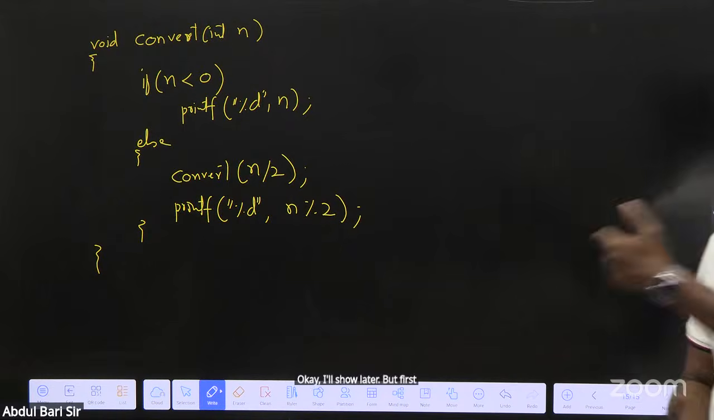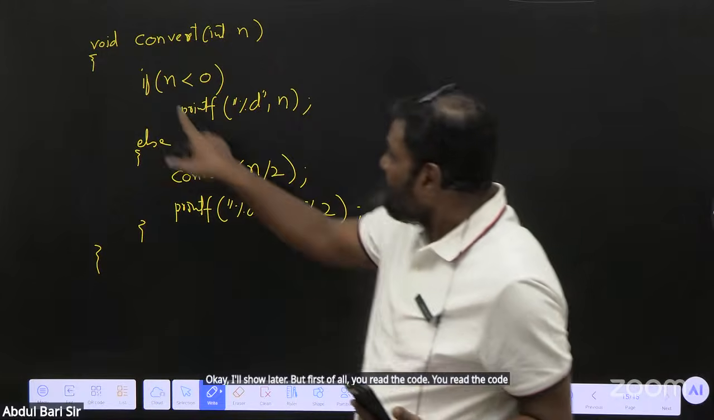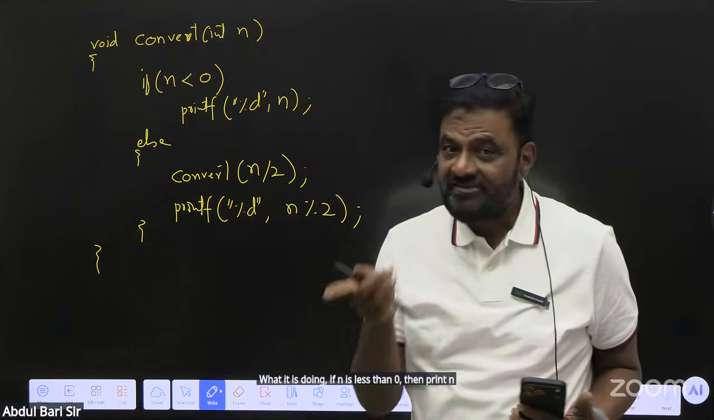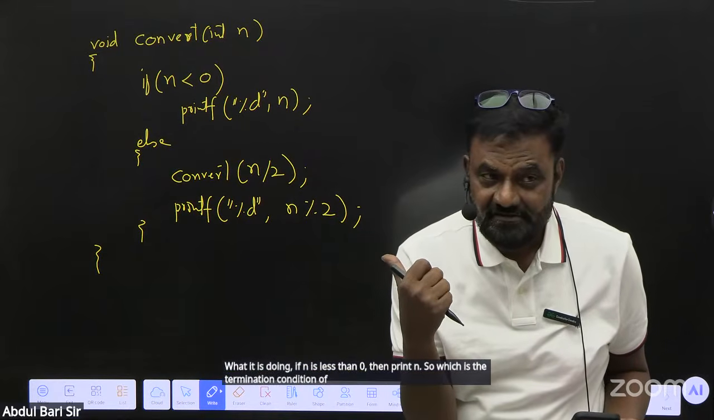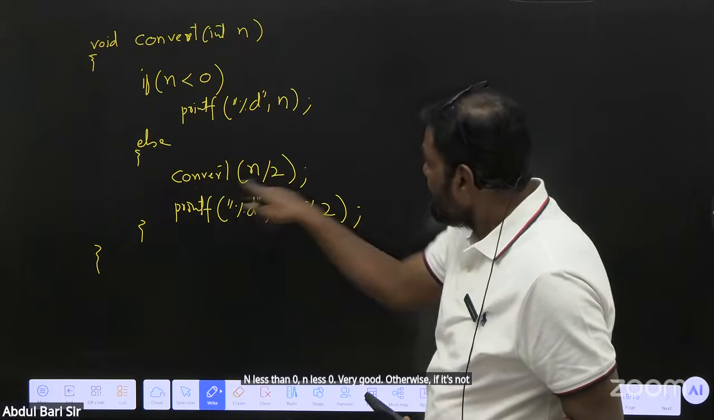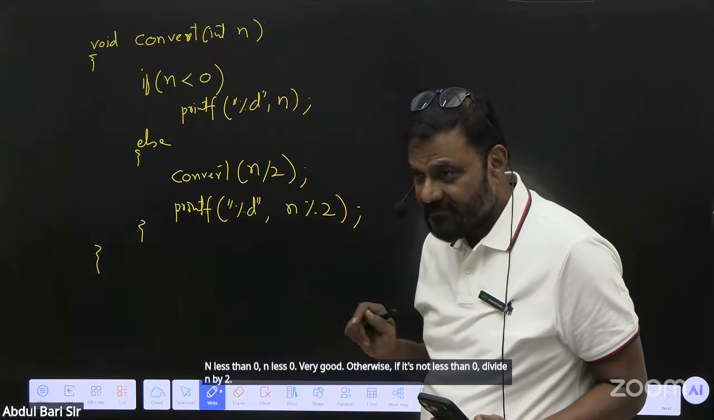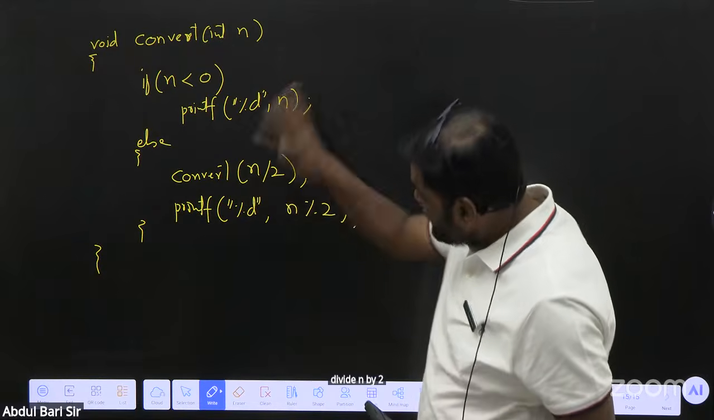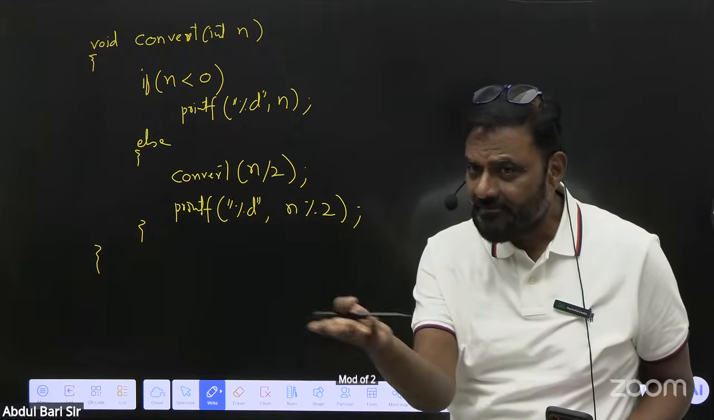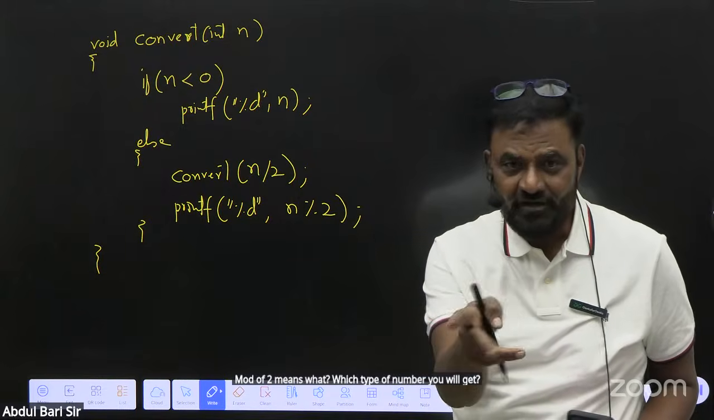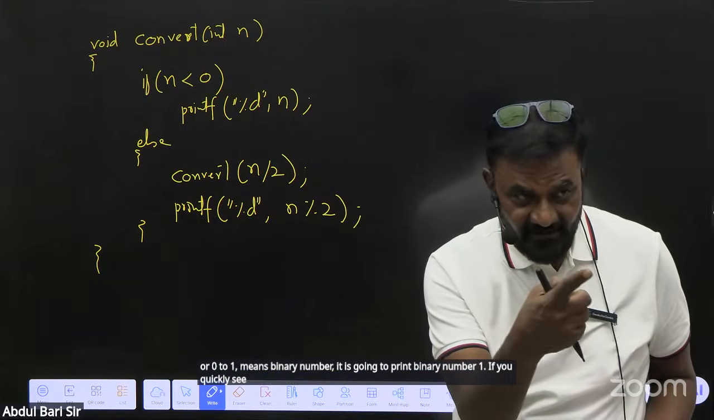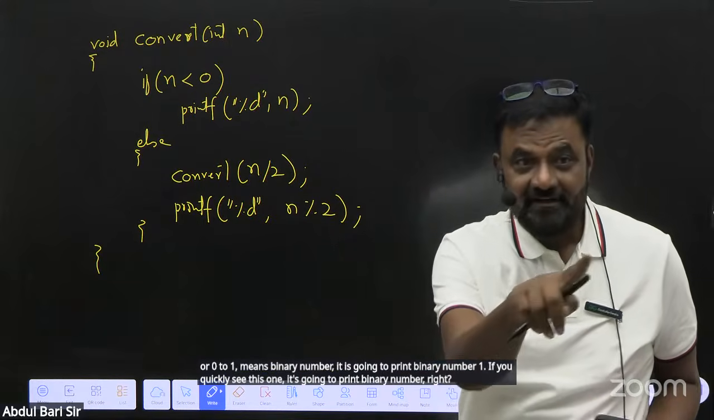But first of all, you read the code. What it is doing: if n is less than 0, then print n. So which is the termination condition of this recursion? N less than 0. Very good. Otherwise, if it's not less than 0, divide n by 2. Then at returning time, you print the mod of 2. Mod of 2 means what? Which type of number you will get? Either 0 or 1, which means binary number. It is going to print binary number.